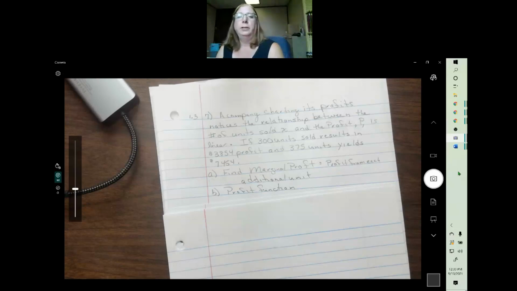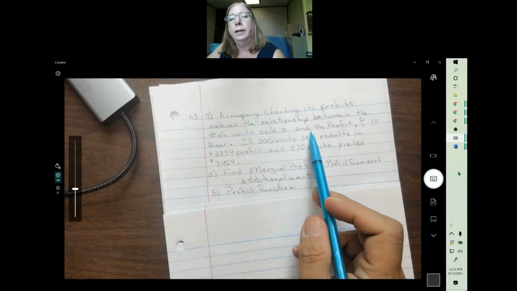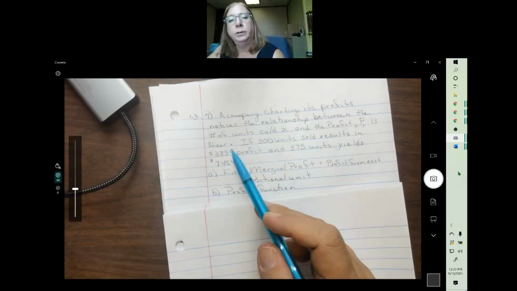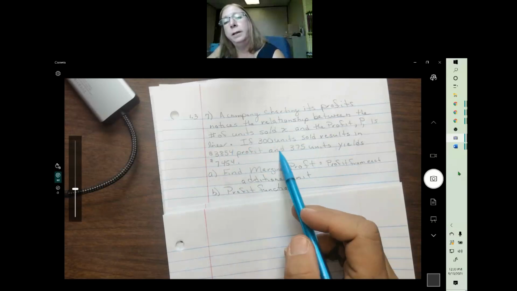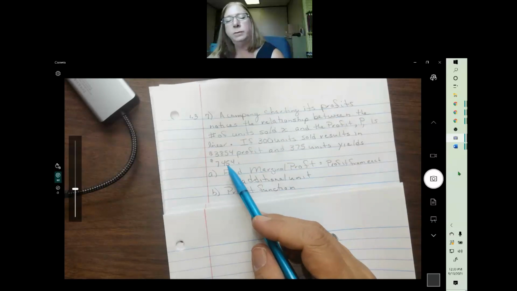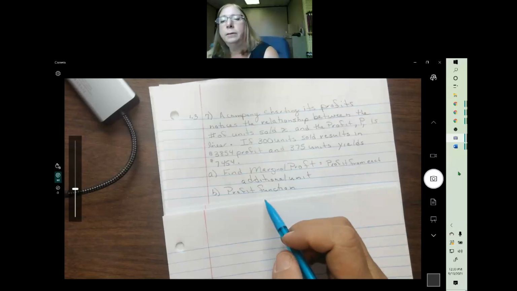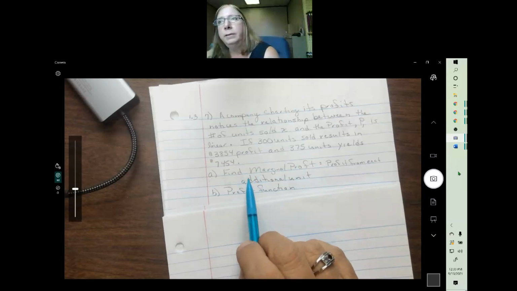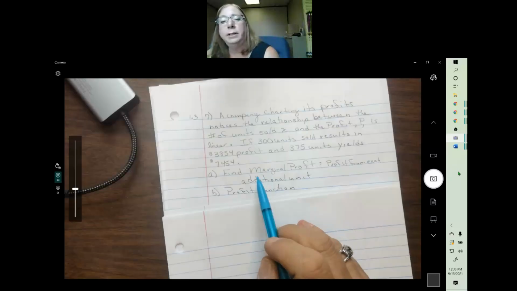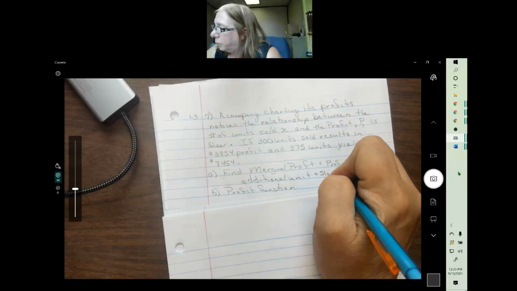A company charting its profits notices that the relationship between the number of units sold, X, and the profit, P, is linear. If 300 units sold results in 3,854 profit, and 375 units yields 7,454, find the marginal profit. Now they can write this a few different ways. Marginal profit is the profit from each additional unit, and it is also slope.